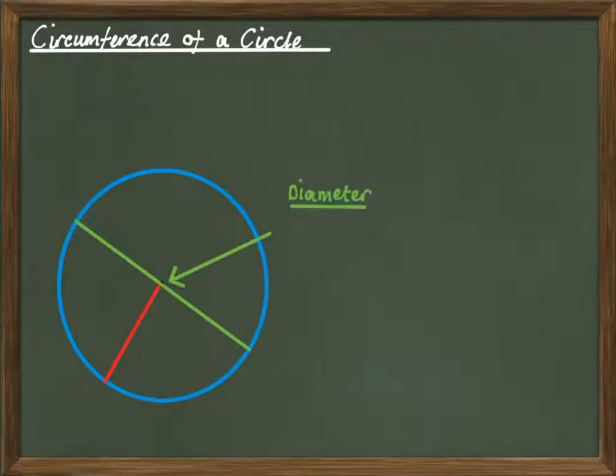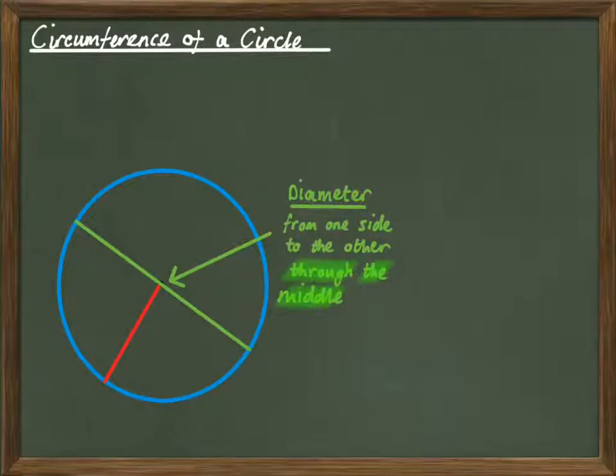First one, the green line, that's called the diameter. What the diameter is, is from one side to the other through the middle. And I've highlighted through the middle because one side to the other sometimes may not necessarily go through the middle. If it doesn't go through that middle point, it's not called a diameter. So it has to go through the middle, and it goes from one side, opposite then, to the other side.